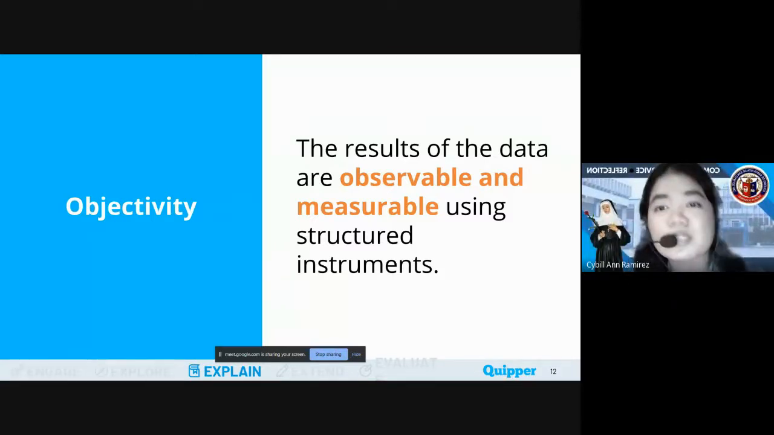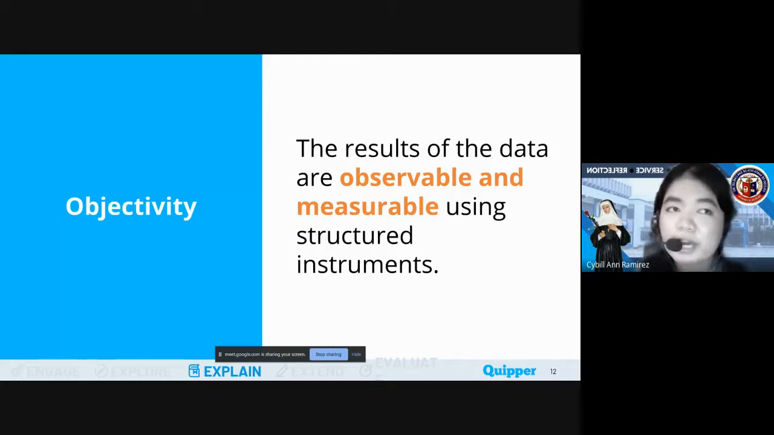Wala kong gisulti sa inyo, ha? And it actually, no, the results of the data are measurable using structured instruments. Like what I've said, giingon na ko ni kanina, no, maghimo ka questionnaire, mo undergo ka og test of reliability, test of validity to make sure nga free from errors.